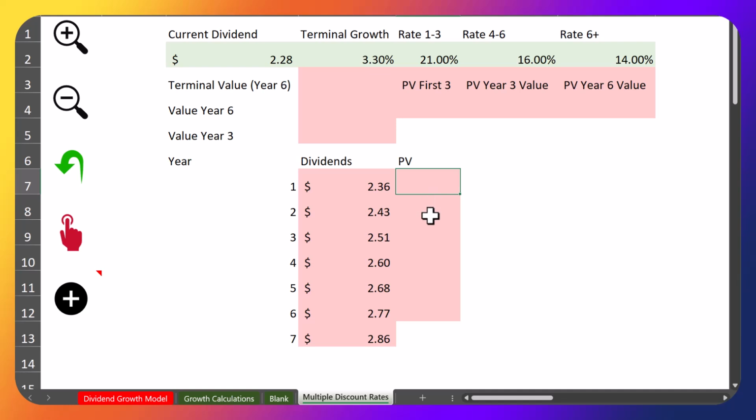Now let's calculate the present values. For the first 3 years, we are going to discount everything by 21%. So take the dividend, divide that by 1 plus 21%, raised to the power of that year. Okay. And let's go ahead and add them up for the PV of the first 3 years. So we know the first part.